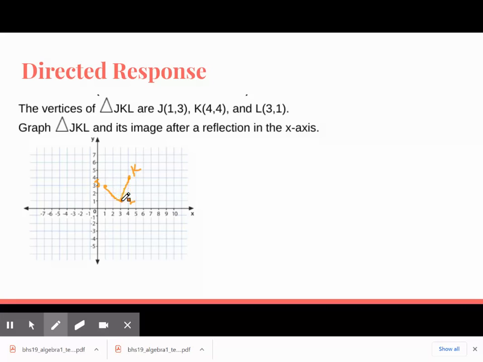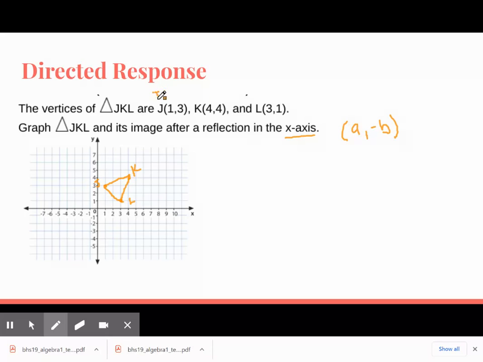Graph triangle JKL and its image after a reflection in the x-axis. Alright, I need you to look back at the rules and tell me what's the rule for the x-axis? It's A comma negative B. What does that mean to do? You change the sign of the y coordinate.